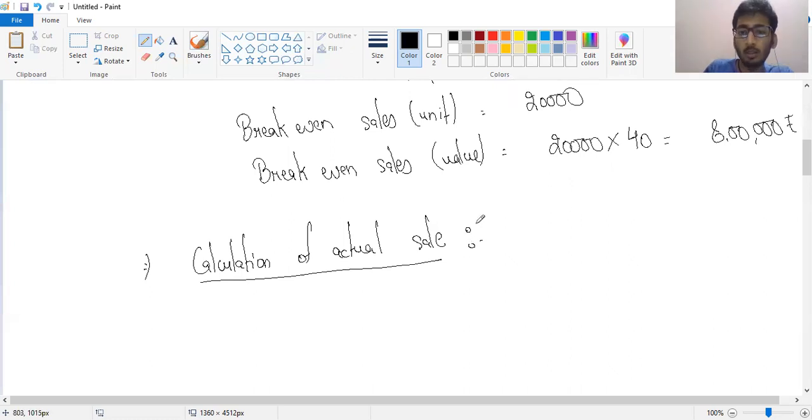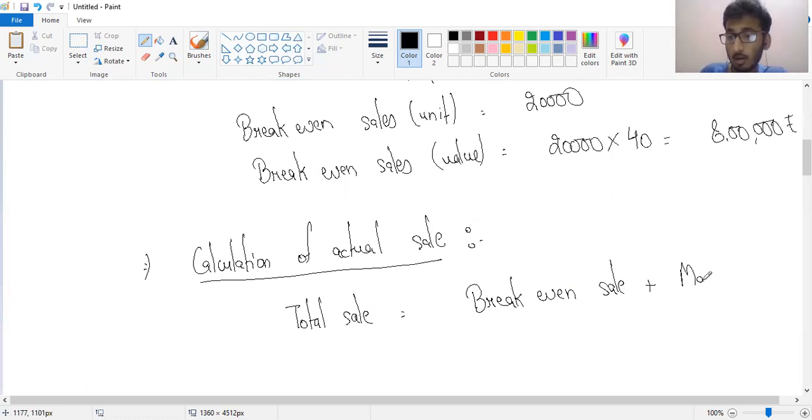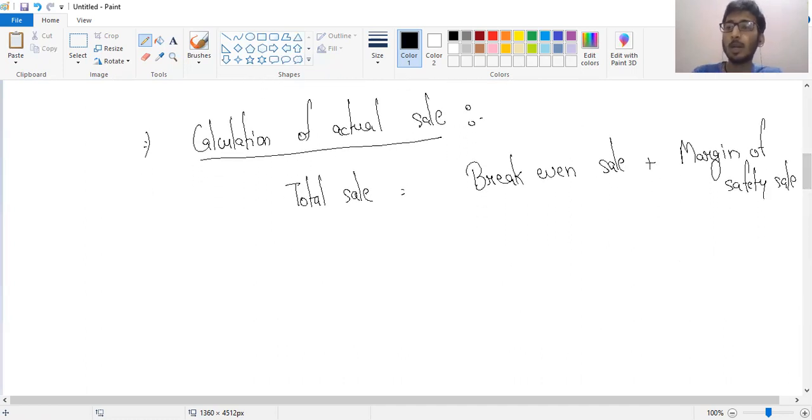Now we know one thing, that total sale is nothing but break even sale plus margin of safety sale. This thing we know that total sale is break even sale plus margin of safety sale, and break even sale is given to us. It is 8 lakh. We have just calculated it.